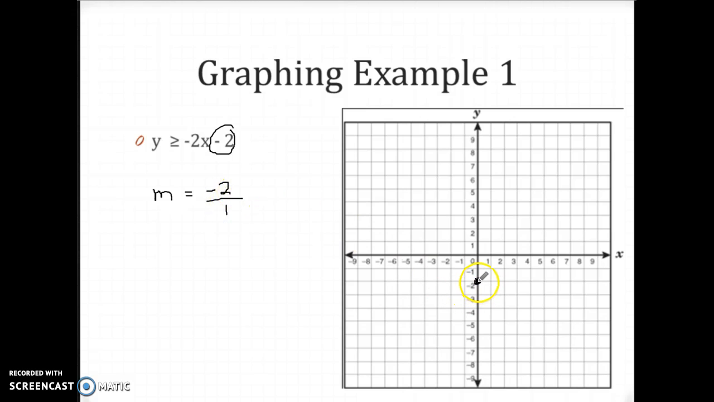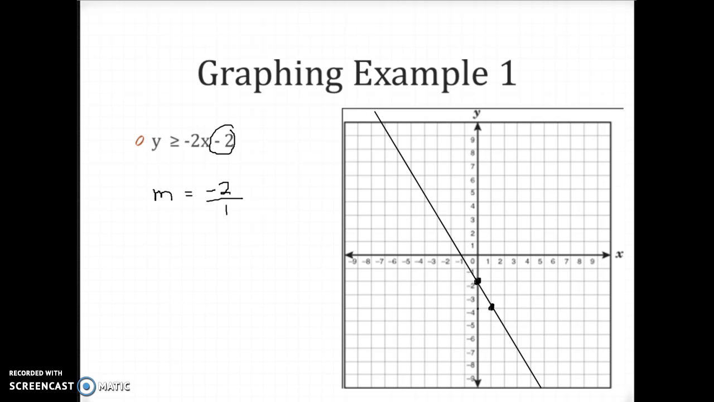Since it's negative, I'm going to count down 1, 2, and positive for the run would get me here. Now looking at whether it needs to be a solid line or a dashed line, I see an equal sign here, so I am going to draw a solid line between those 2 points. And I'm going to extend this down because I want to do some shading now.